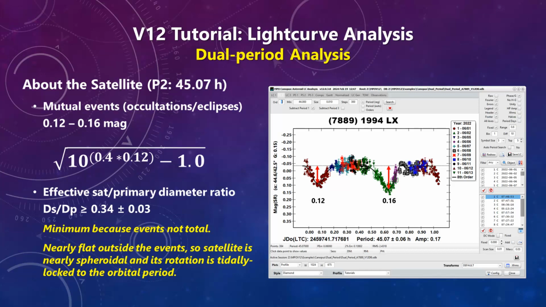What else? For one, because the events are not flat-bottomed, the events are partial, not total, and so the ratio of 0.34 is a minimum. Another is that the shape of the light curve outside the events is nearly flat, which indicates that the satellite is only slightly elliptical, and, because there is no third period that might say otherwise, the rotation period of the satellite is tidally locked to the orbital period. That's quite a bit to know from just measuring the variations in the asteroid's brightness over a short period of time.